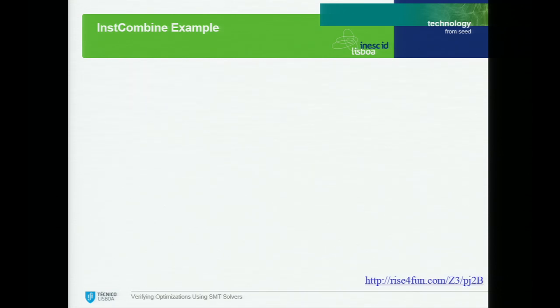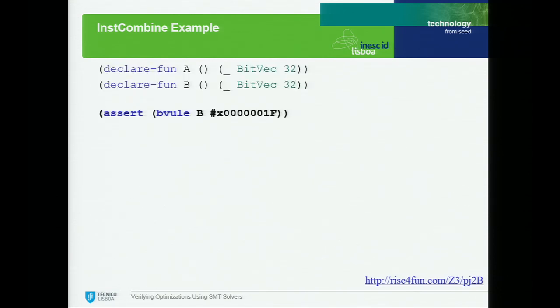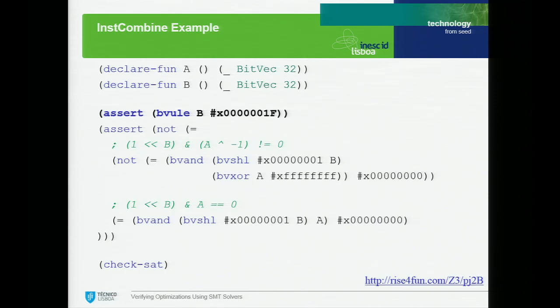So let's do it. Again, we define the variables. Now we say, well, B must be unsigned lower or equal to 31. And this condition guarantees that the left shift won't overflow, because it's between 0 and 31. And now we copy paste the rest of the script, and the SMT solver says unsat. So in fact, this InstCombine transformation is correct if we assume that the left shift overflow is undefined behavior.